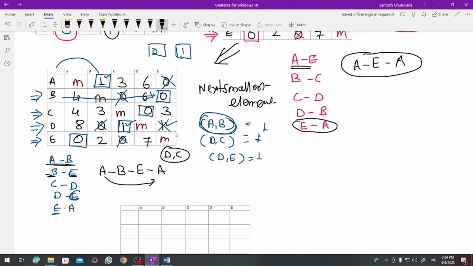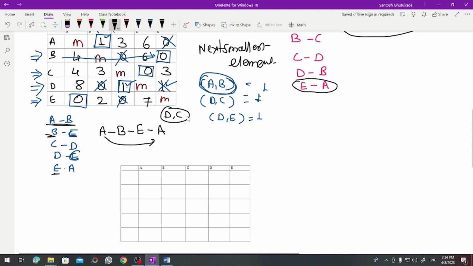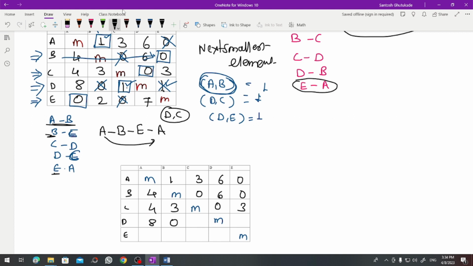Now we will give the assignment at this location instead of this one, and we will check for the answer. Once again I will repeat these steps or matrix as it is. So here I will write A, B, C, D and E, these are the cities, and I will put the matrix. Here the diagonal element is M, so I will keep M as it is, and the other elements are 1 3 6 0, then 4 0 6 0, then 4 3 0 3, then 8 0 1 1, and 0 2 0 7.